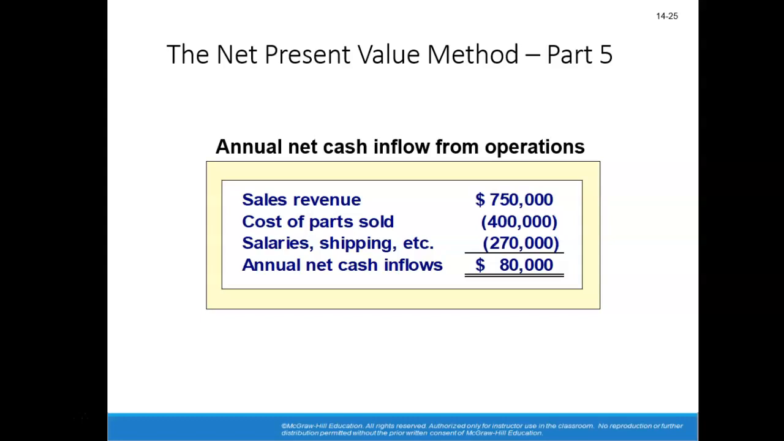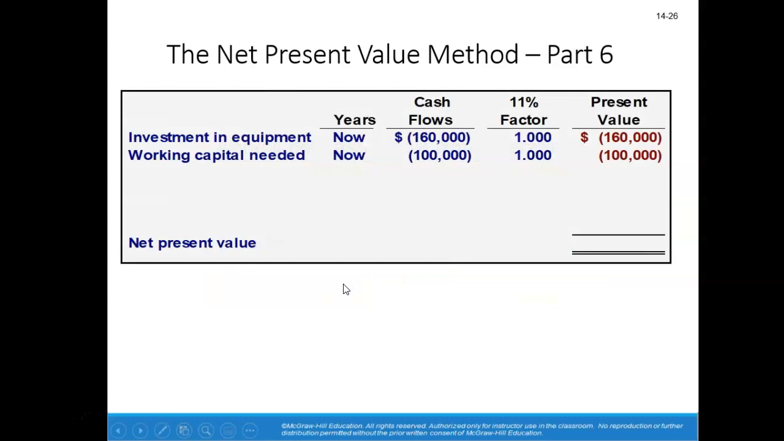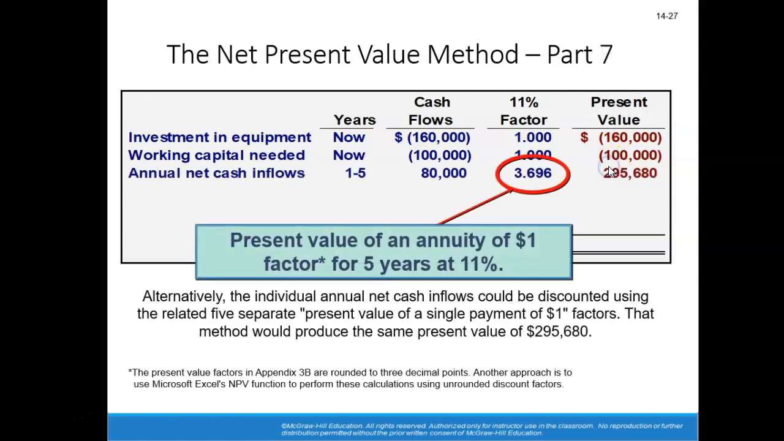Therefore, we want to determine the present value of the annual net cash inflows. Now, the equipment purchase takes place today. We've got to buy the equipment now. That's $160,000. We need $100,000 in working capital for this project today. That's another outflow of $100,000. We'll then look at the annual net cash inflows, which is going to be $80,000 per year. We want to determine the present value of those annual net cash inflows.